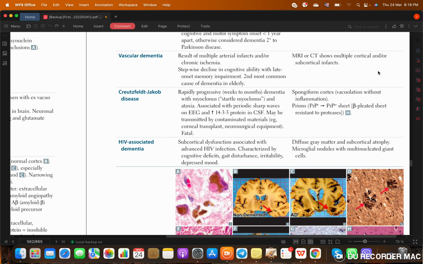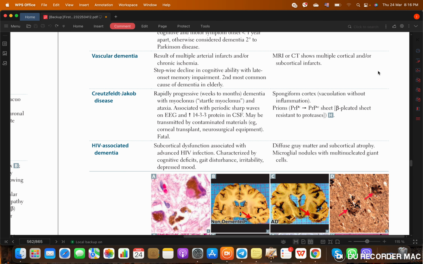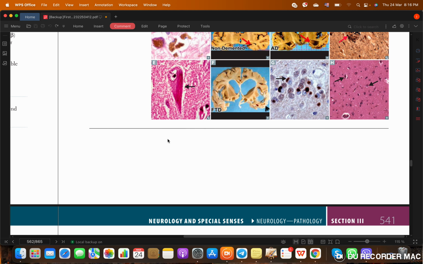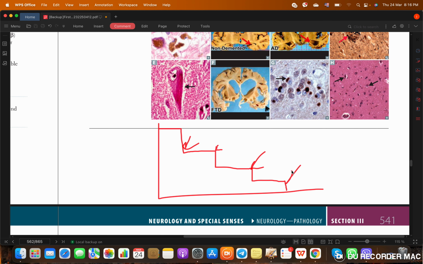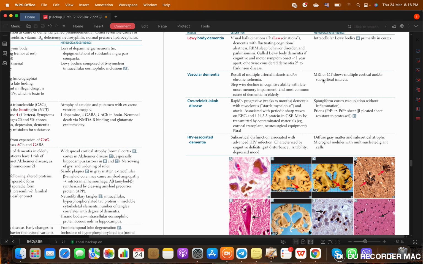Now vascular dementia. Vascular dementia is a stepwise decline in the memory. What do I mean by that? Let's say that the patient's cognition is right here. In case of Alzheimer's, it's going down like this. In case of vascular dementia, it's going to go down like boom, boom, boom, boom. So what is happening? Stroke, minor stroke, another minor stroke, another minor stroke, complete dementia.